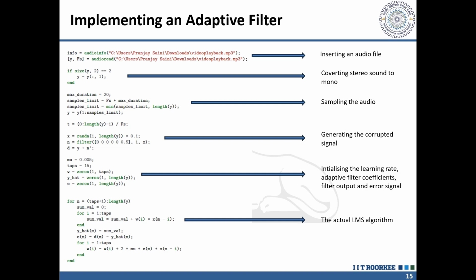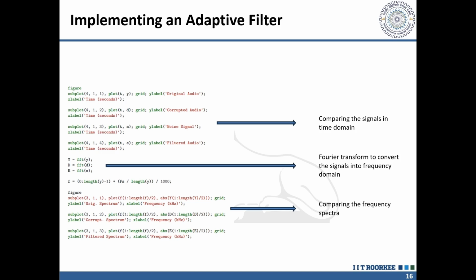After that is done, we start sampling the audio. After sampling is done, we can artificially add noise into the audio. And after that, we initialize the learning rate, the adaptive filter coefficients, the filter output, and the error signal. After all of that, the LMS algorithm gets to work. When the LMS algorithm is done filtering the signal, what we have is the original signal, the corrupted signal, the noise signal, and the filtered audio that is being plotted.